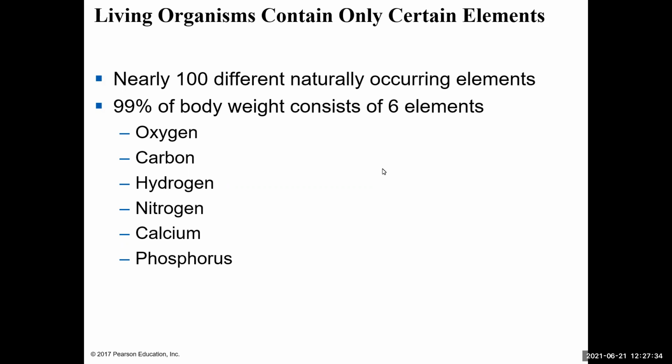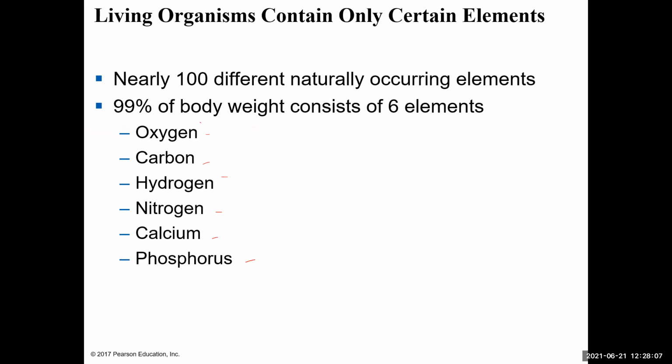So as we saw in the first video, there are a lot of elements that occur naturally on the globe or on Earth. There's close to 100 different naturally occurring elements, but out of those 100, there are only 6 that make up 99% of our body weight. Those 6 are oxygen, carbon, hydrogen, nitrogen, calcium, and phosphorus. So those are the big 6.